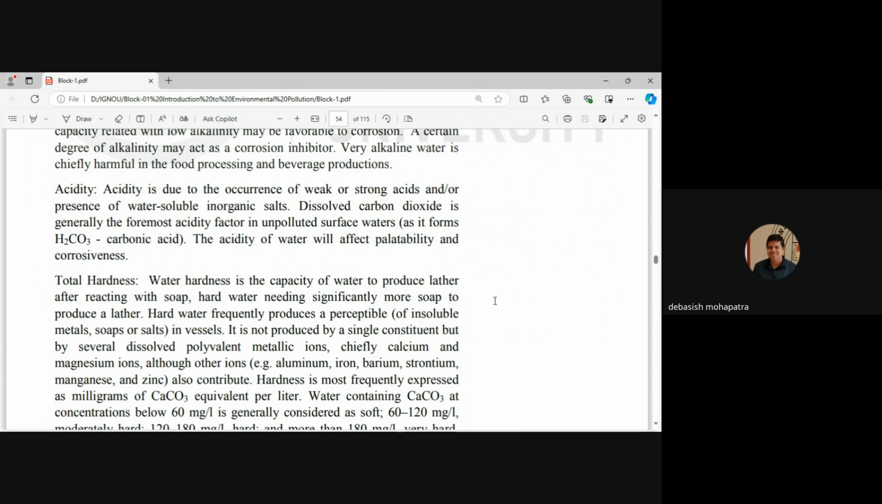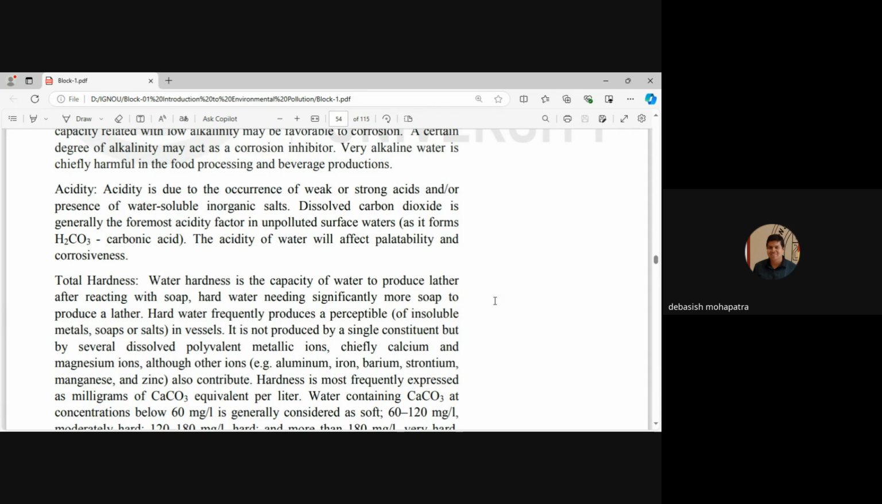And total hardness, we know that hardness is also a factor. Hard water is not good for washing and everything, causes corrosion and deposition on the pipes and everything. Water hardness is the incapacity of water to produce lather after reacting with soap. Hard water needs significantly more soap to produce a lather. Hard water frequently produces a precipitate or insoluble metal soap or salt.